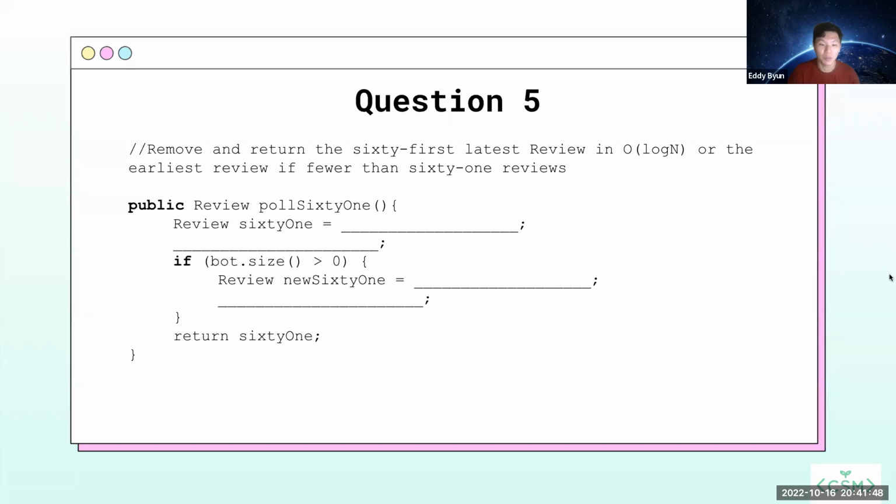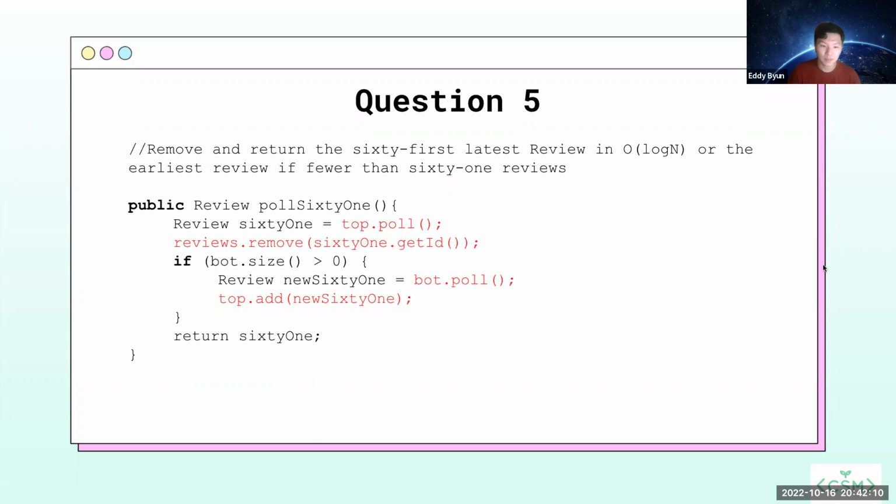Let's move on to the poll61 method, and recall that the poll61 method removes and returns the 61st latest review in big O log n time, or the earliest review if there are fewer than 61 reviews. So again, I would recommend trying to implement this method on your own, and I will spoil the solution in 3, 2, 1. Okay, so hopefully this is what you got.